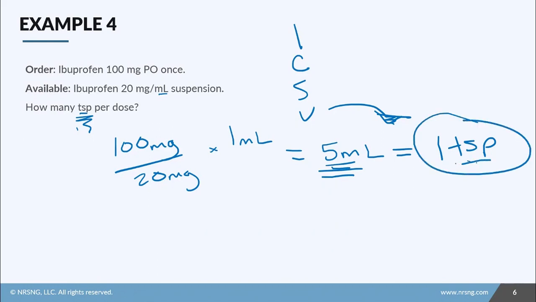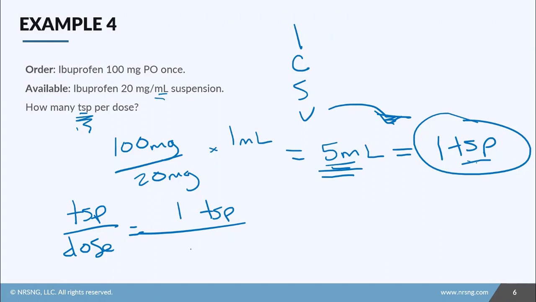So I want to show you this in dimensional analysis because one of the benefits of dimensional analysis is not having to do separate conversions. So let's look at it this way. What are we looking for? Teaspoons per dose. Transfer our top units over, teaspoons. Do we know anything about teaspoons here? Nope. So let's convert. 1 teaspoon is how many milliliters? 5.